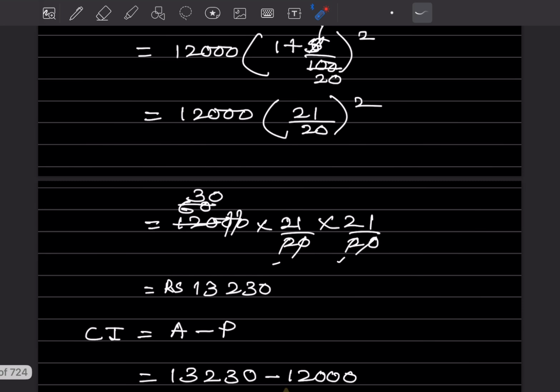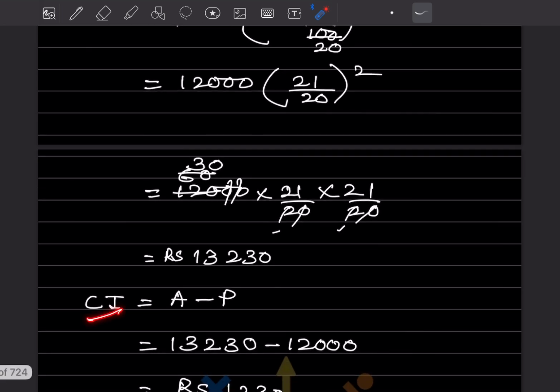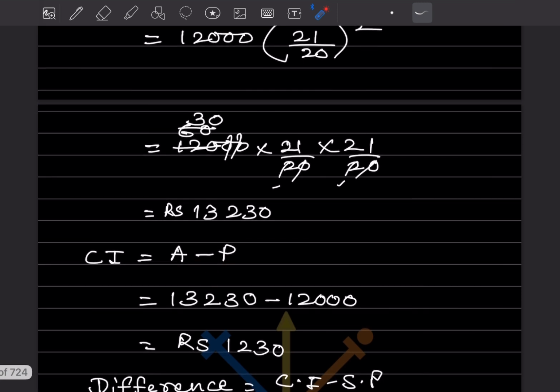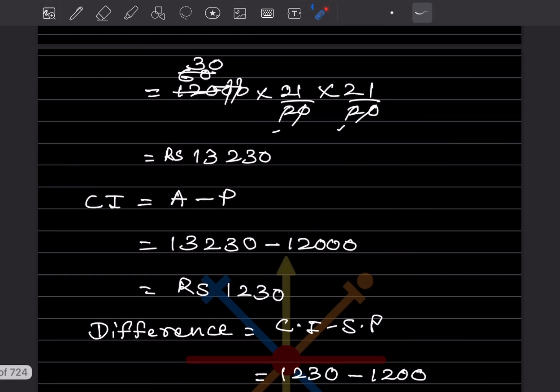So after simplifying, we get 13,230 as the amount. So now we will find out the compound interest. That will be amount minus principal. So we have amount as 13,230 minus the principal, which is 12,000. So the compound interest is 1230.